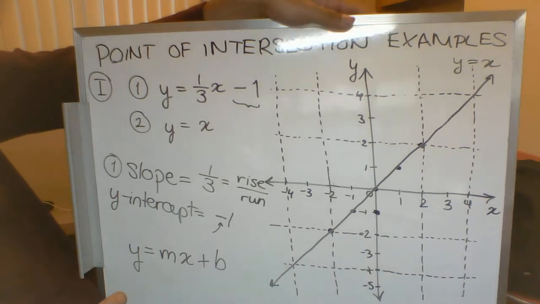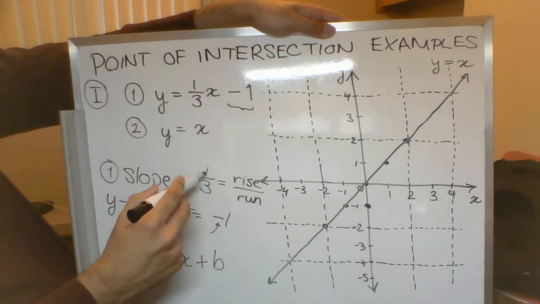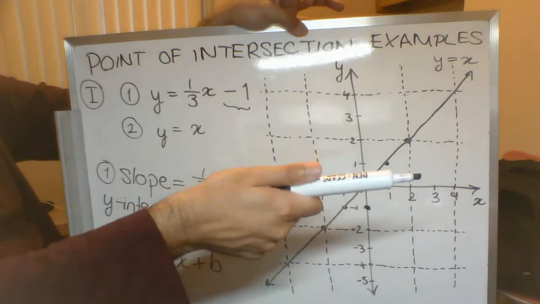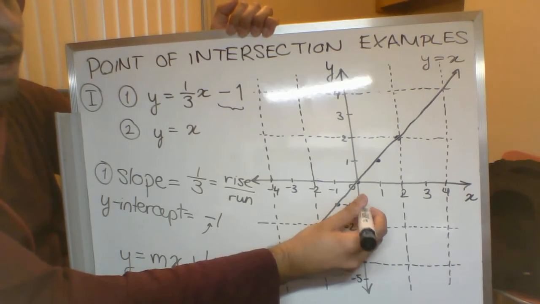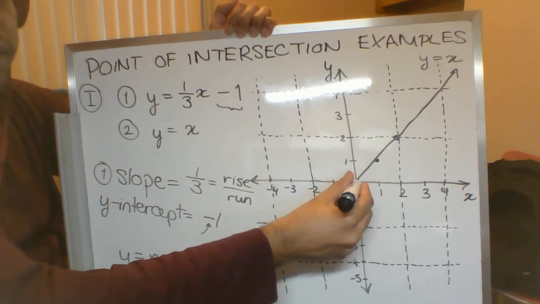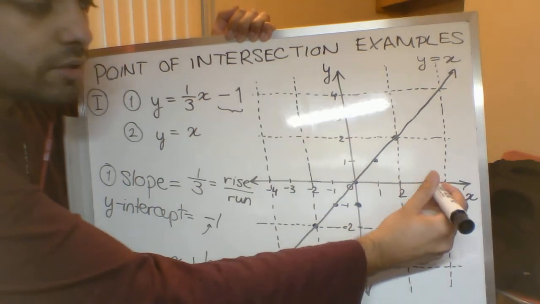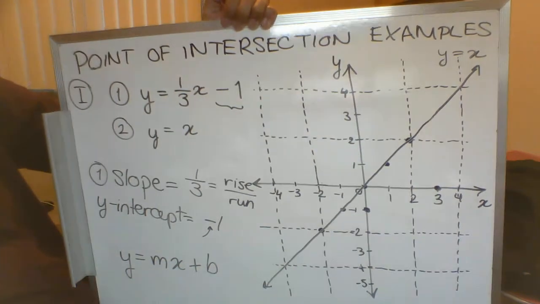And then from there, we've got a rise of 1 and a run of 3. So that means we go up 1 and then over to the right 3 units. So from here I go up 1, that brings me right back to the origin, and then I go over 3 units, so it takes me right over there. Perfect.